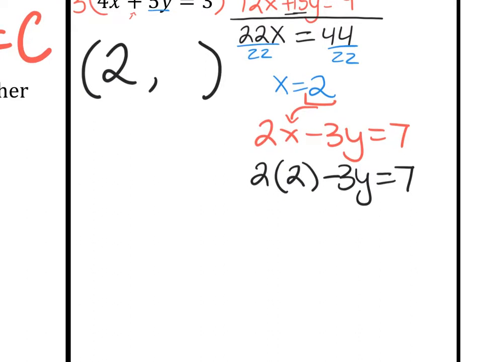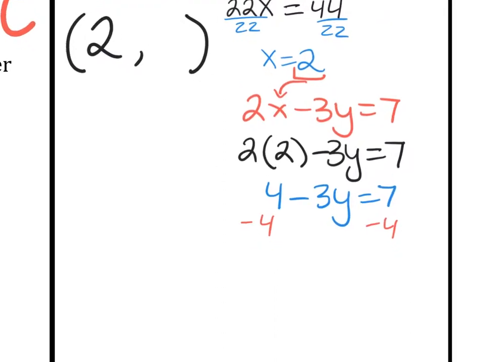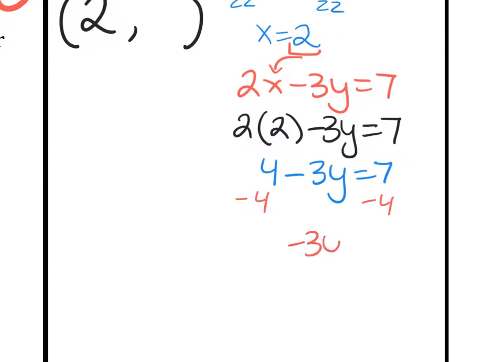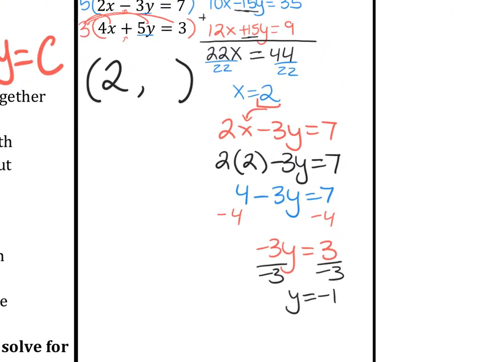You can do this multiplication. We'll have 4 minus 3y equals 7. And then we just solve for y. So we would subtract 4 from both sides. So we'll have negative 3y equals 3. Y equals negative 1, because you would divide by a negative 3. So y equals a negative 1. So negative 1 is the y value of my solution.